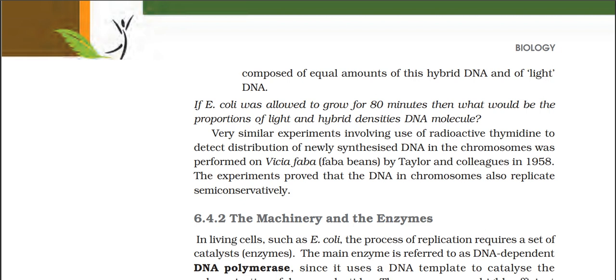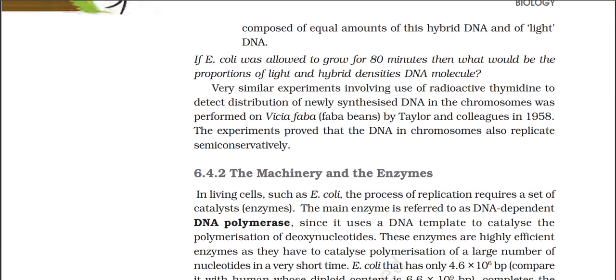Very similar experiments involving use of radioactive thymidine to detect distribution of newly synthesized DNA in the chromosomes was performed on Vicia faba beans by Taylor and colleagues in 1958. The experiments proved that the DNA in chromosomes replicates semi-conservatively.